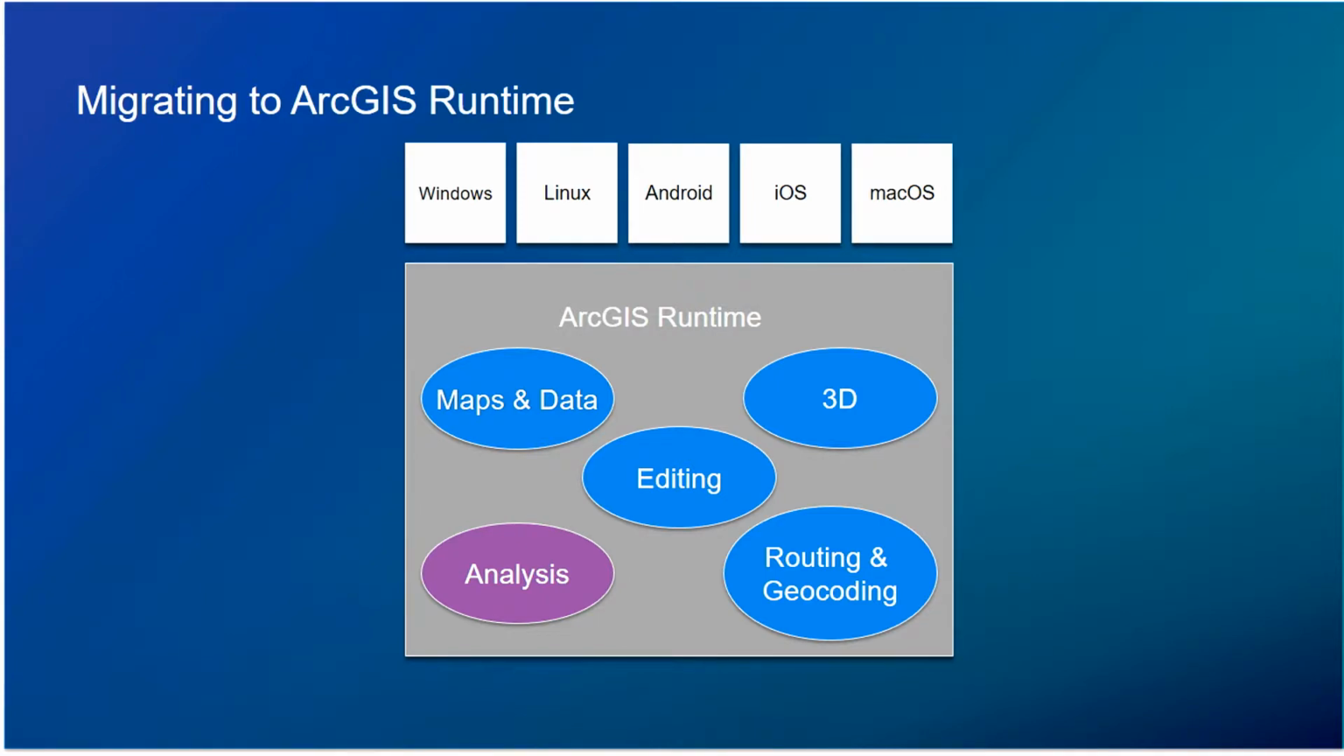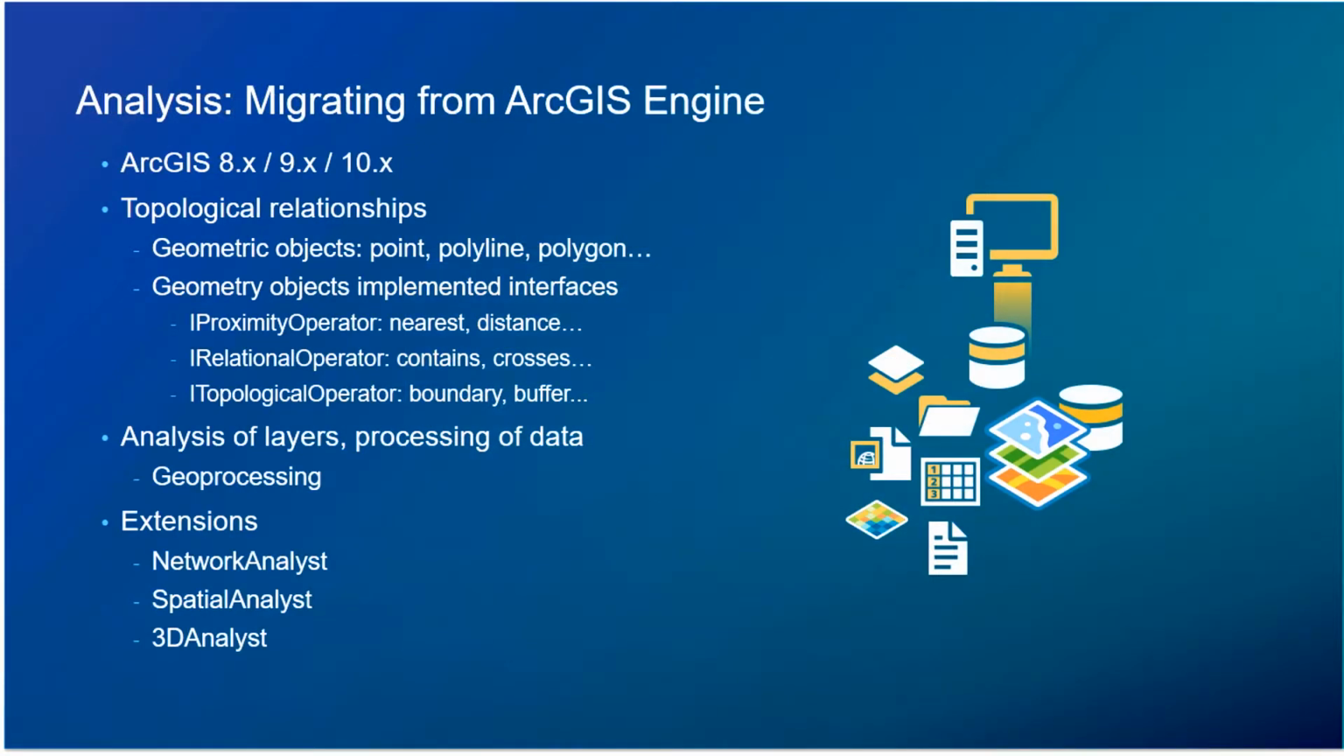Okay, so let's take a bit more of a look at analysis then. Analysis within ArcGIS Engine was based on looking at topological relationships, so some of the classic topological operator interfaces and other options in there. It also included analysis of layers using geoprocessing, and I just talked about geoprocessing within ArcGIS Runtime. And then there were specific extensions for ArcGIS Engine, and you still see this same concept within ArcGIS today.